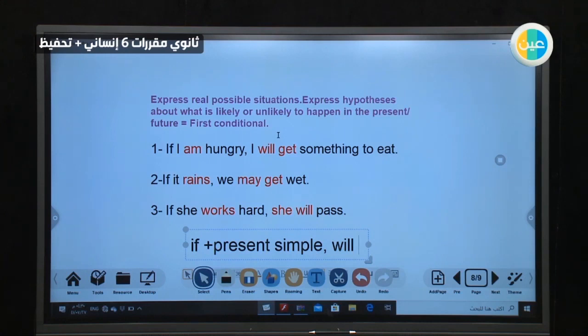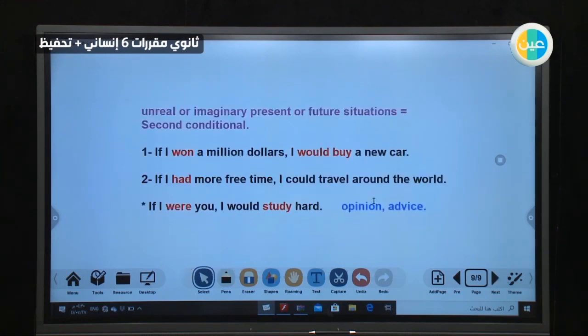Okay. Let's go for the third kind of if conditional. The name is second conditional. Let's read the example here. If I won $1 million, I would buy a new car. So, can you tell me about the if clause?